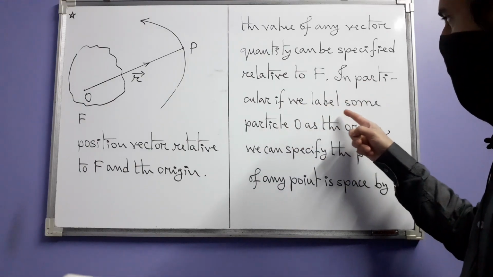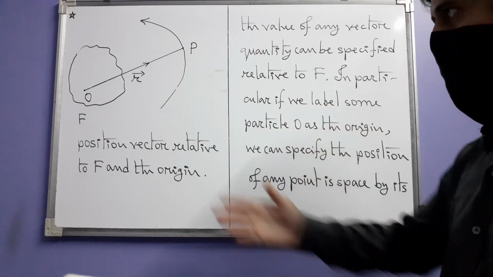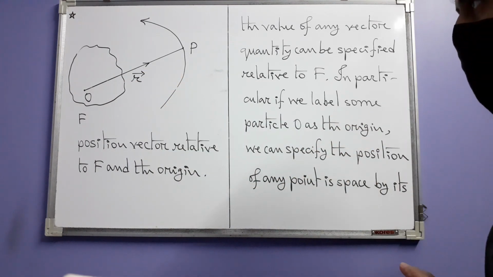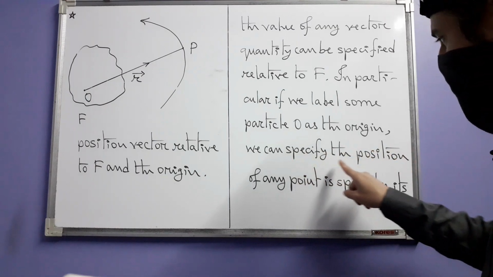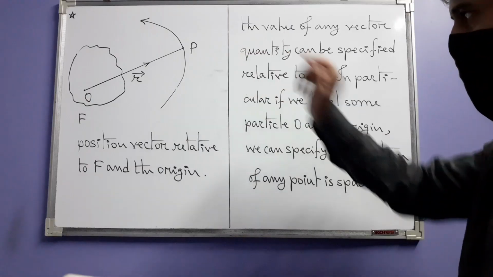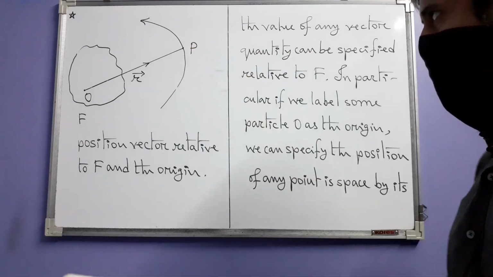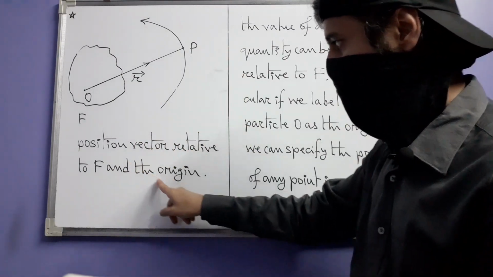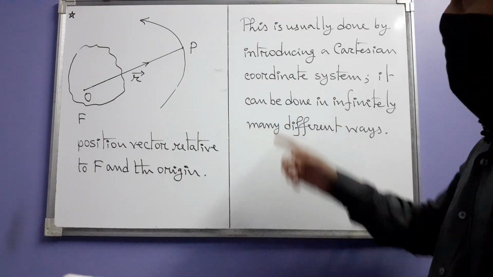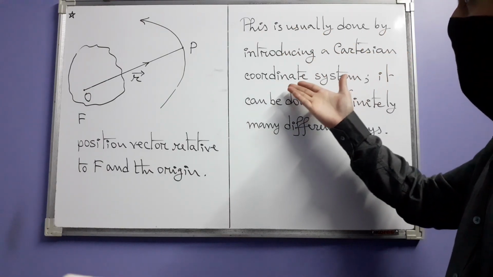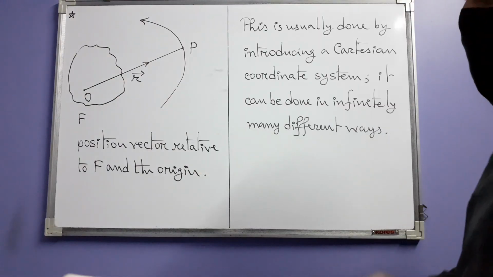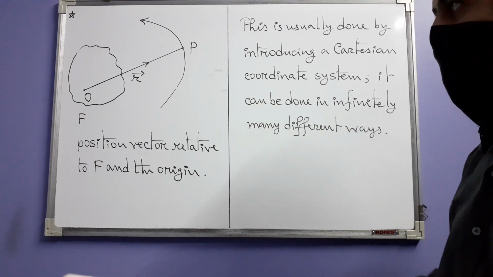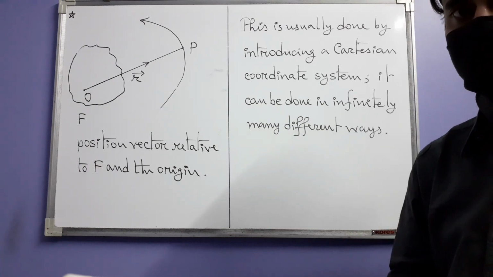In particular, if we label some particle O as the origin, as we have done here, particle of what? Particle of that rigid reference frame, which is a rigid body. Then we can specify the position of any point in space, such as this arbitrary position of the particle, by its position vector relative to F and the origin. And this is usually done by introducing a Cartesian coordinate system in F, and that too it can be done in infinitely many different ways. So you have options. According to how you need your coordinate system, you can choose it.